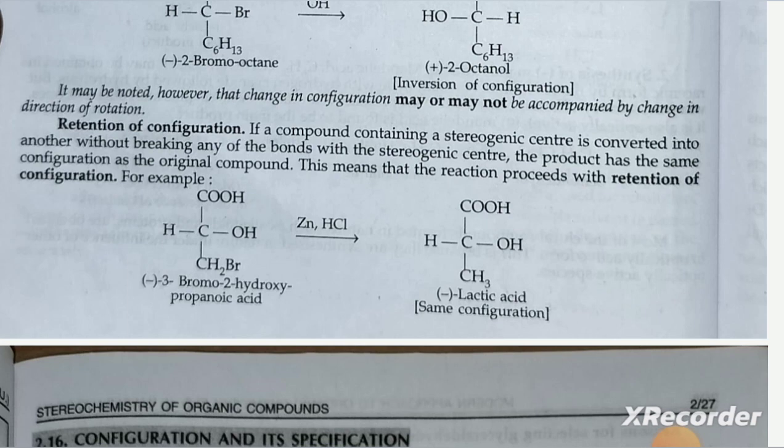Retention of configuration. If a compound containing a stereogenic center is converted into another without breaking any of the bonds with the stereogenic center, the product has the same configuration as the original compound. This means that the reaction proceeds with retention of the configuration. For example, 3-bromo-2-hydroxy-propanoic acid in the presence of Zn/HCl gives rise to minus lactic acid of the same configuration.